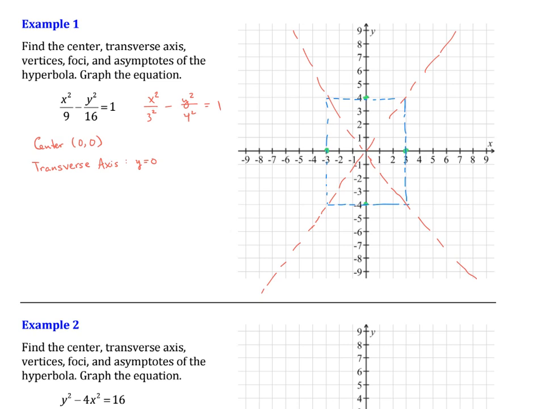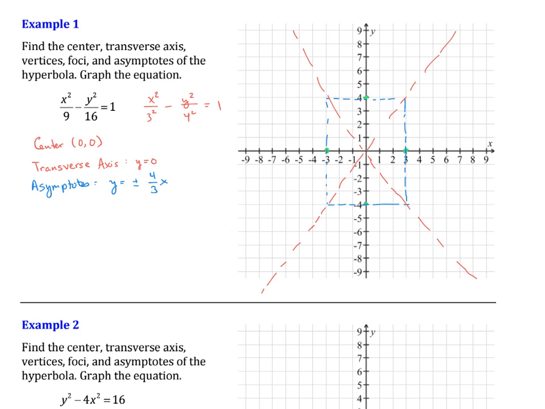So our asymptotes are y equals plus or minus the rise over run. So what's under the y, what's under the x? So 4 over 3 x. So y equals mx. Why not plus b? Well, b is 0 because we're going through 0 on the y-axis.